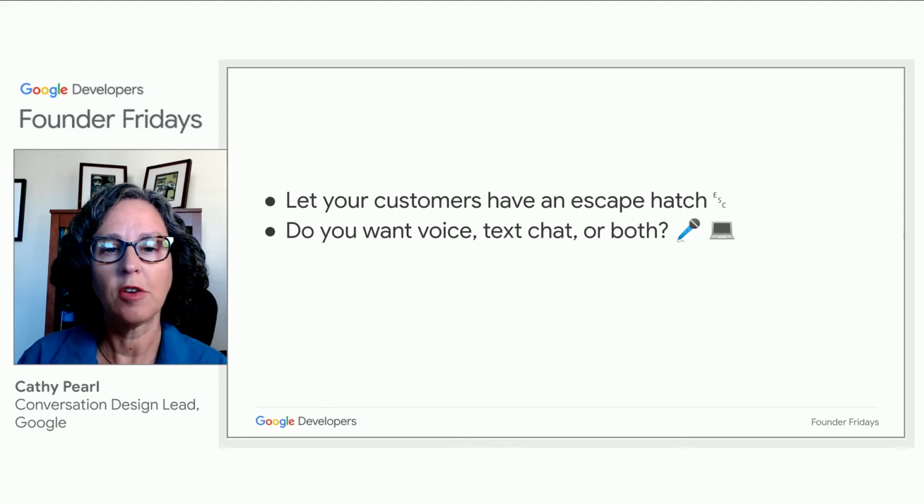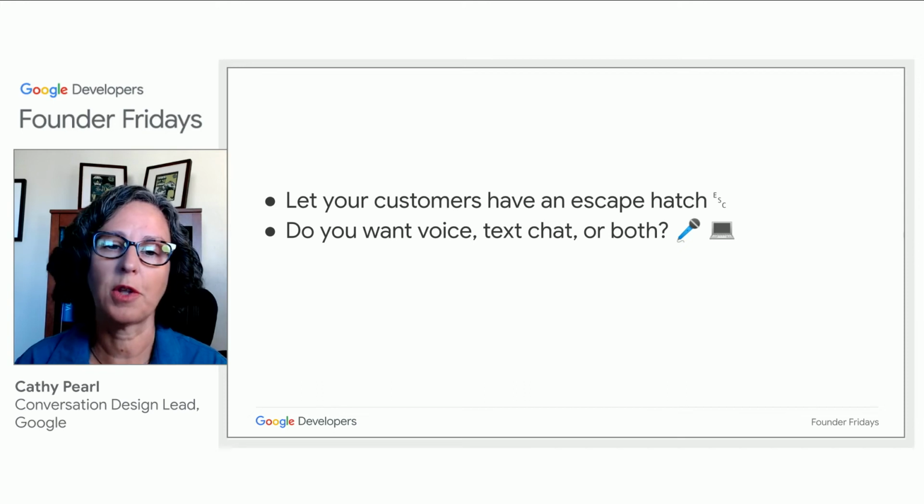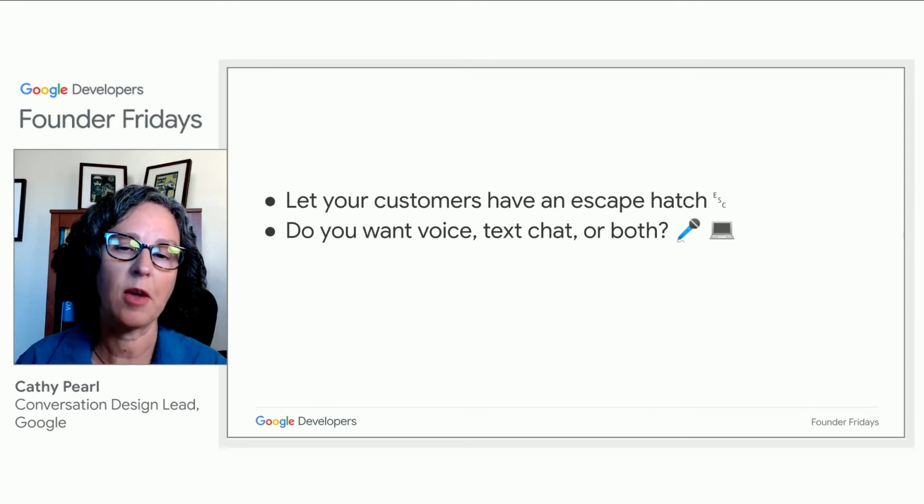Think about the channels you want to be on. Do you want to do just voice? Do you want to do text chat? Do you want to do both? They're both very useful. They're great for accessibility reasons. It's just nice to allow your customers to communicate with your business in whatever way they're most comfortable with.